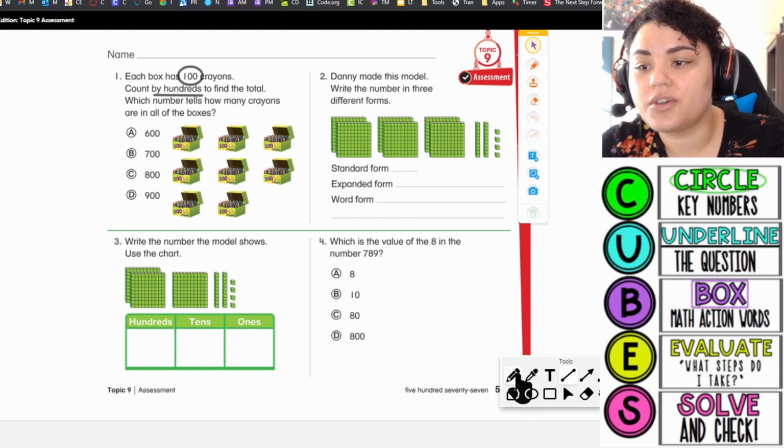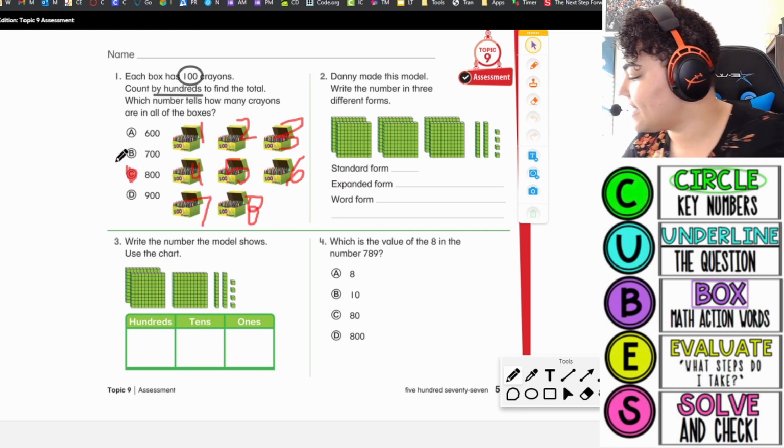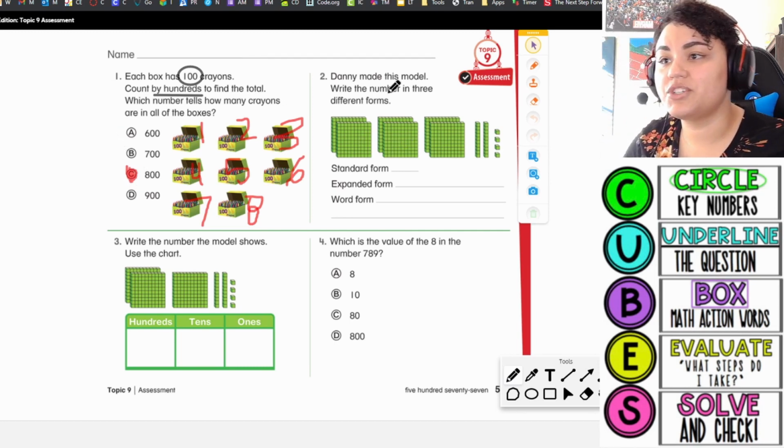So for this, let's go ahead and draw on the boxes. We can have 100, and we're counting by hundreds. So 100, 200, 300, 400, 500, 600, 700, 800. So our answer is 800. Easy enough. Let's move on to number 2.